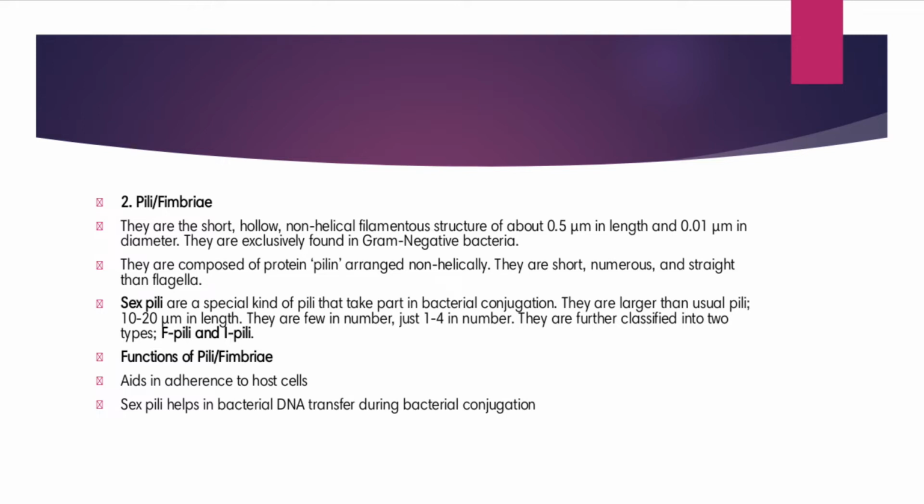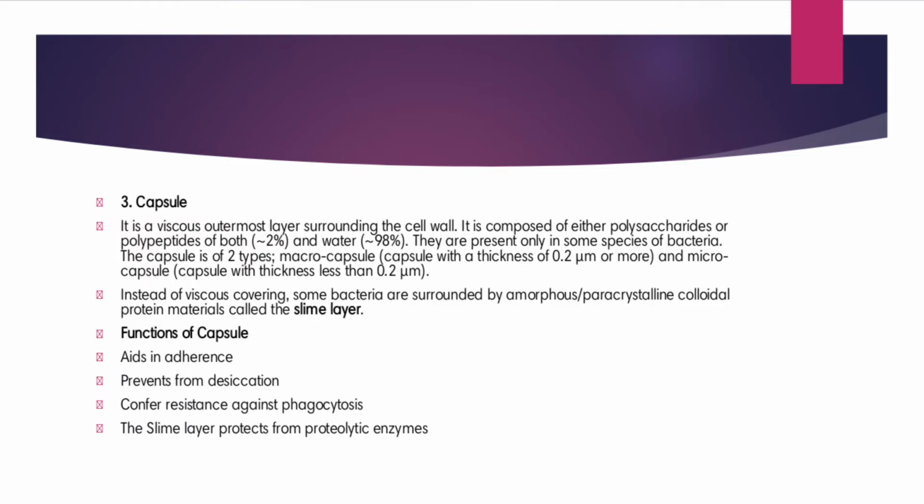Sex pili are a special kind of pili that take part in bacterial conjugation. They are larger than the usual pili, 10 to 20 μm in length. They are few in number, just 1 to 4. They are further classified into two types, F pili and I pili. The functions of pili or fimbriae: they act in adherence to the host cell. Sex pili help in bacterial DNA transfer during bacterial conjugation.